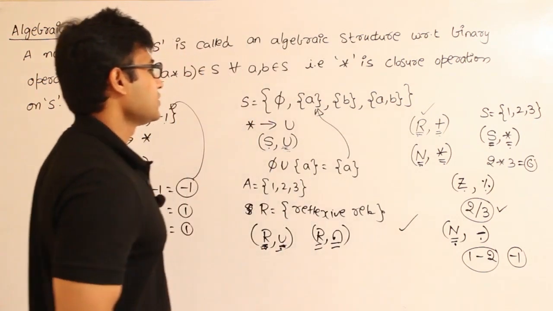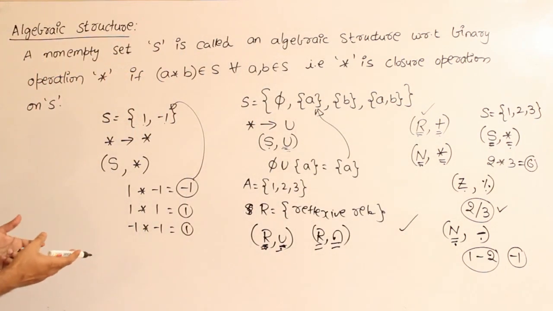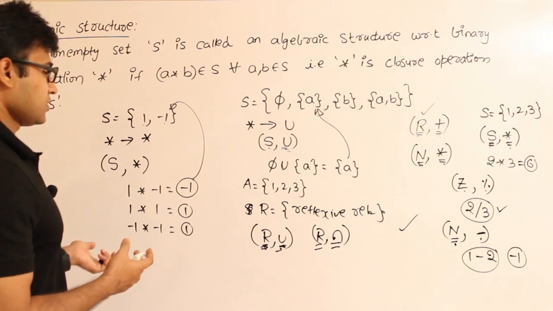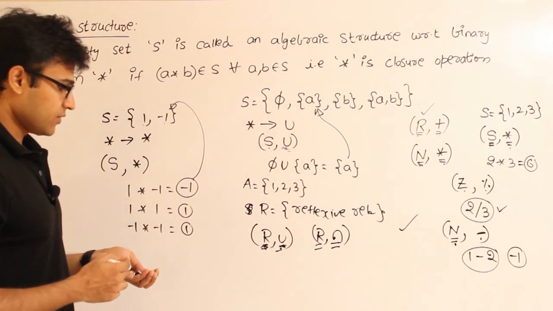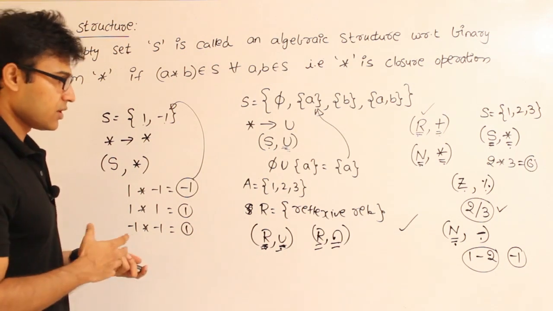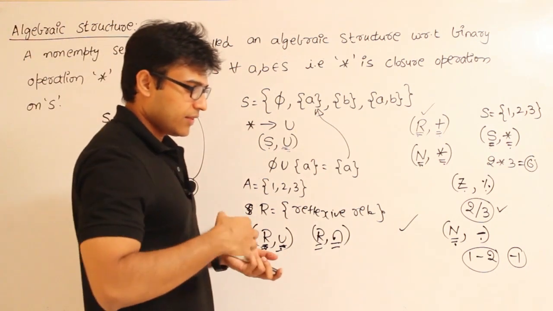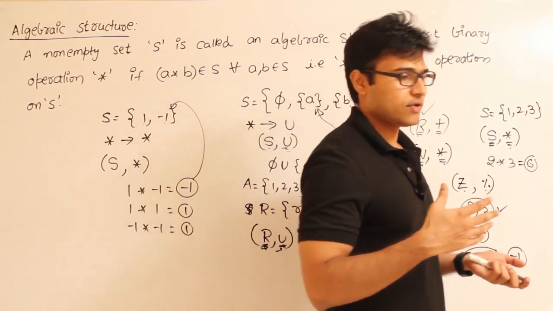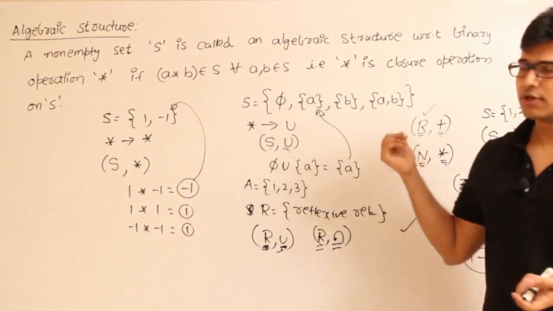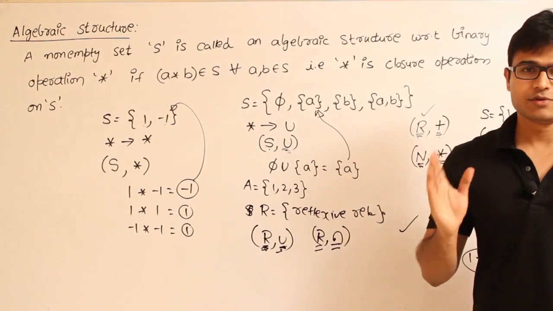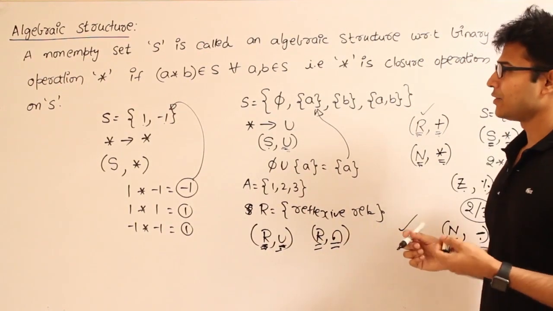Got it? So there are examples of sets which are algebraic structures, and there are examples of sets which are not algebraic structures. Now if a set satisfies this concept of algebraic structure, then we can extend the definition and go on to find out groups. If it fails here itself, then it will not be a group. Okay, what is a group? We shall go slowly. I'll come back to that point.